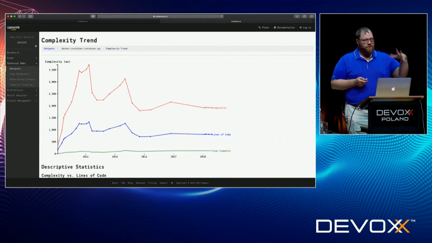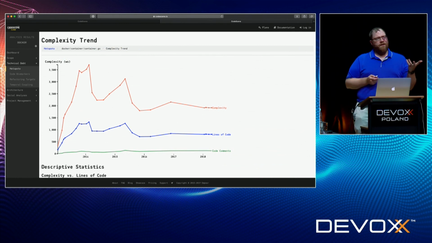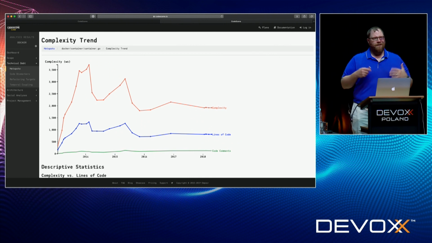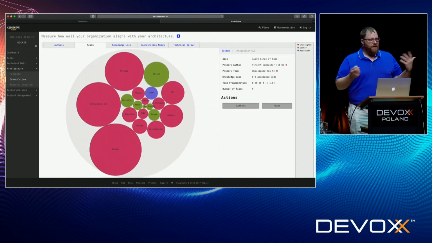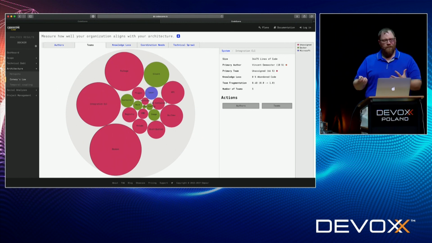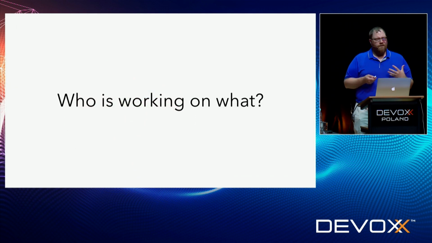So we can also see trend lines. Trend lines are actually one of the most useful things for us to look at. Are we getting better or worse over time? The raw number might not be nearly as interesting as what our trend looks like. So we can get all sorts of interesting views into how our system works, who's working on that system, where is that coming from. We can also start looking for those single points of responsibility.